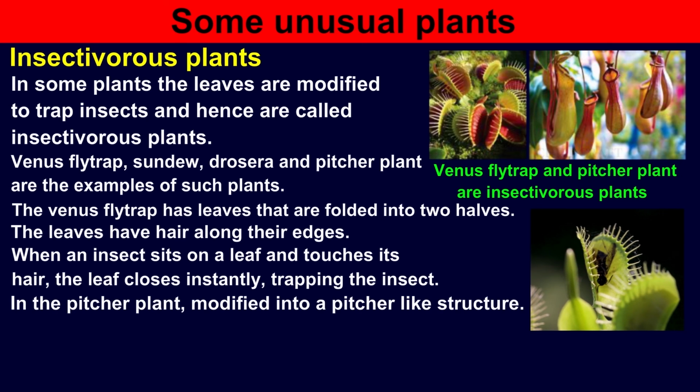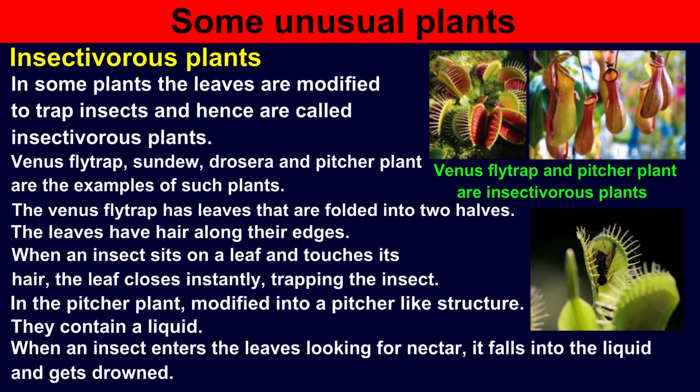And the pitcher plant has leaves modified into a pitcher-like structure. They contain a liquid. When an insect enters the leaves looking for nectar, it falls into the liquid and gets drowned.